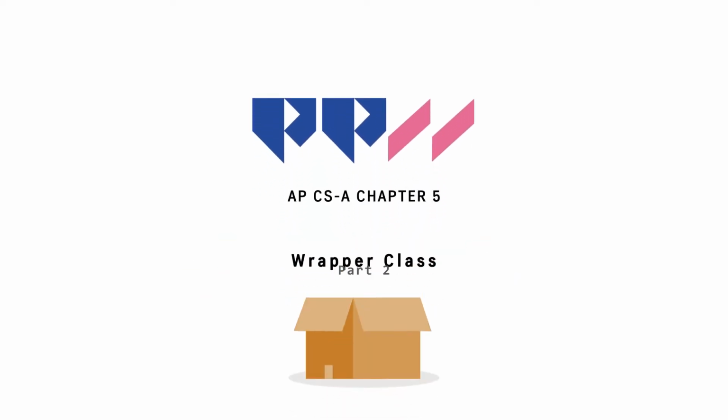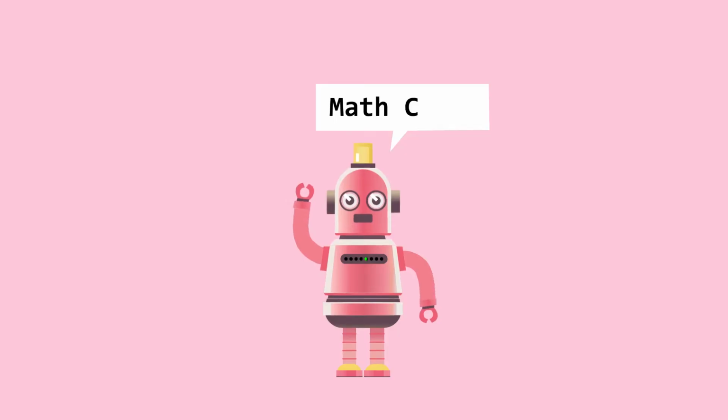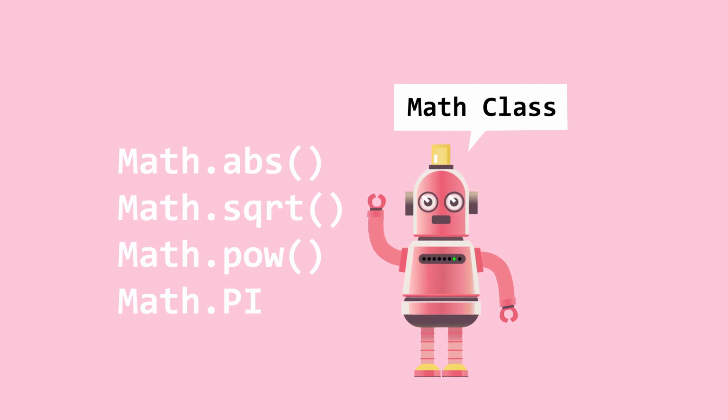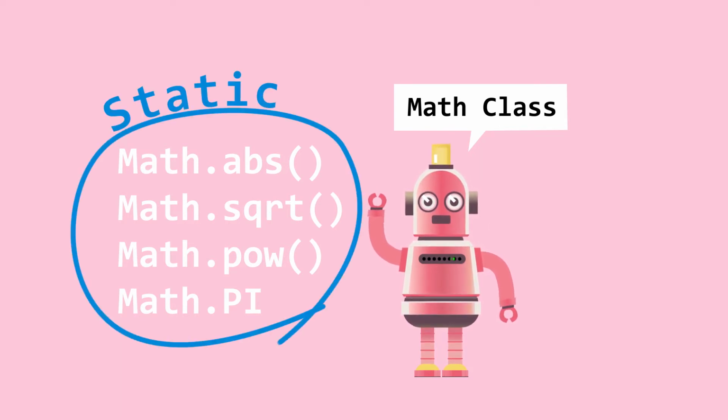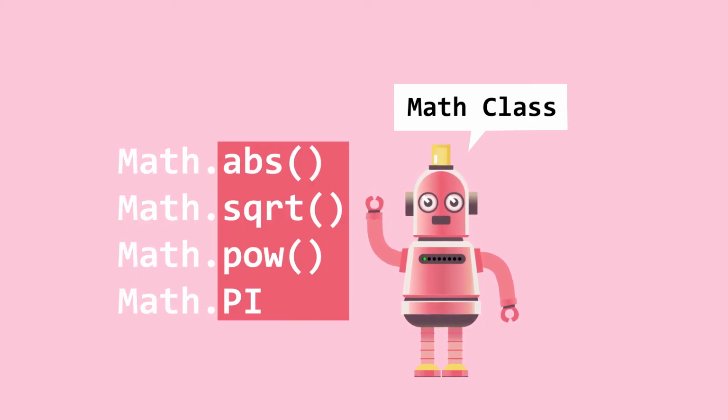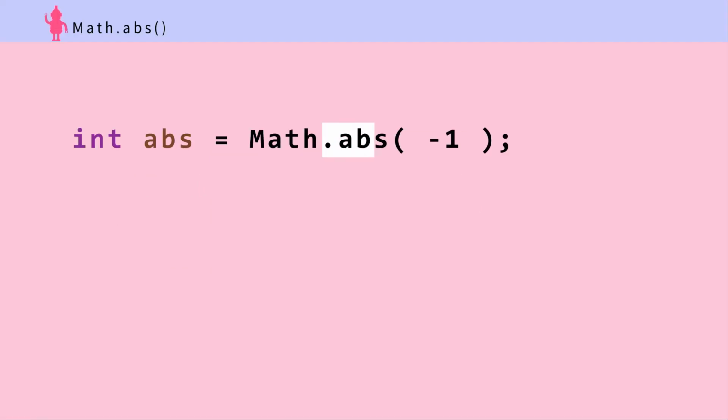Chapter 5, Wrapper Class and Math Class. Math Class has built-in static methods that are very useful in doing mathematical calculations. They are static methods, so there's no need to create a Math object to use these methods. Simply put the class name Math, followed by a dot, then the method name or the variable name.